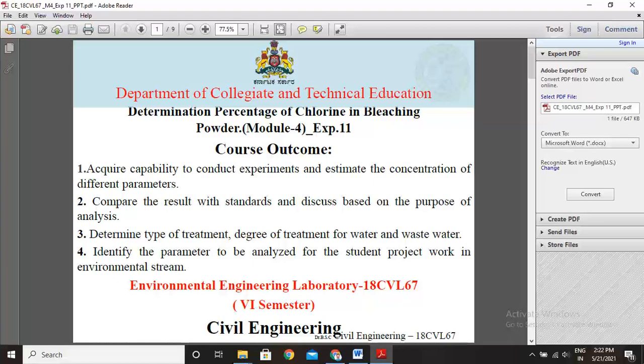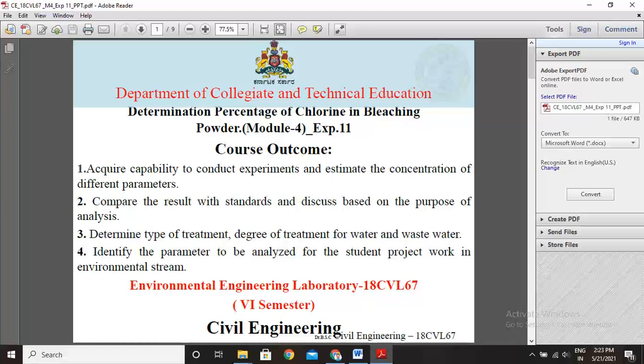Today I want to start experiment 11. The title of experiment 11 is determination of percentage of chlorine in bleaching powder. Okay, the course outcomes of this experiment and this subject are prepared here.